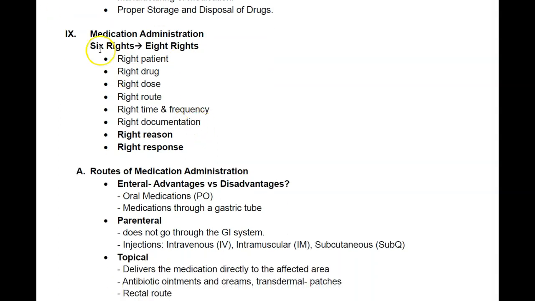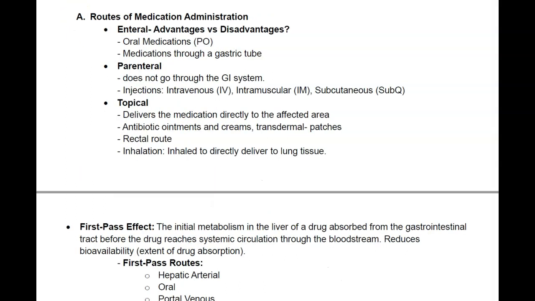Now it's here again, right? You've seen it so many times, and so the main thing is, you need to memorize this. We used to have the 6 rights in this program. Now we're observing the 8 rights of medication administration. So what are they? Right patient, right drug, right dose, right route, right time and frequency, right documentation, and the 2 additional ones are the right reason and right response. So please know this. There are different routes of medication administration. When we say routes, it's basically a way to give that medication. So what pathway did we take for us to give that medication?